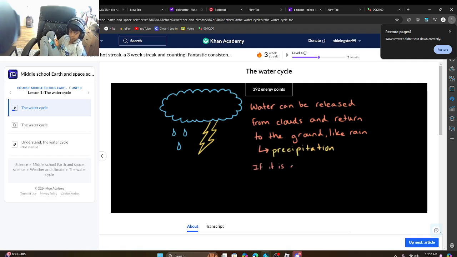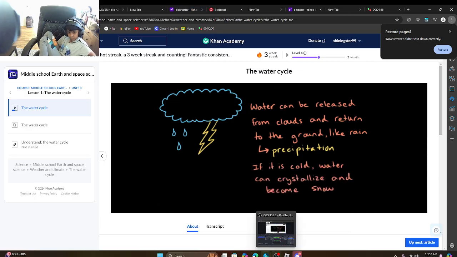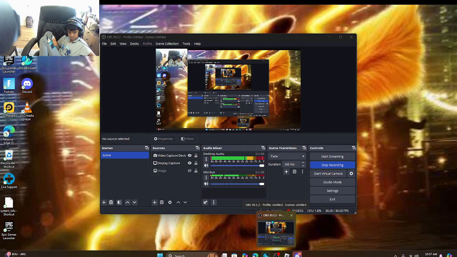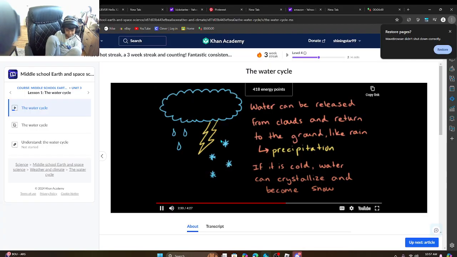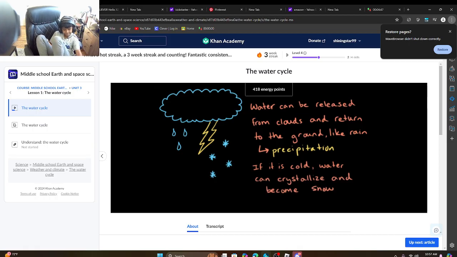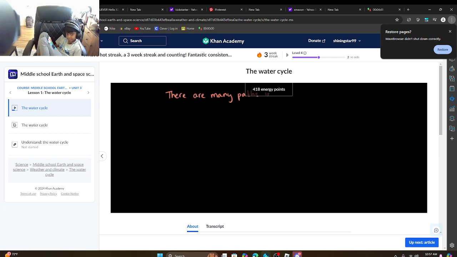If it's really cold, though, the water drops may crystallize and become snow. The snow will fall to the ground and eventually melt back into a liquid and run off into a lake or river pulled down by gravity, which flows back into the ocean, where the whole process starts over again. But that's just one path water can take through the water cycle.